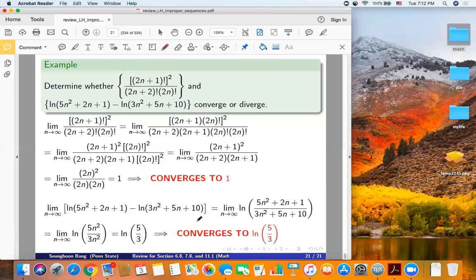This is today's lecture review: L'Hopital's rule, relative rate of growth, improper integrals, and sequence problems. On Thursday, we cover series problems, all the series problems. That's all for today's class.